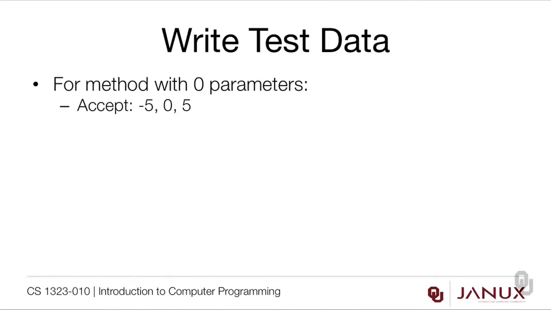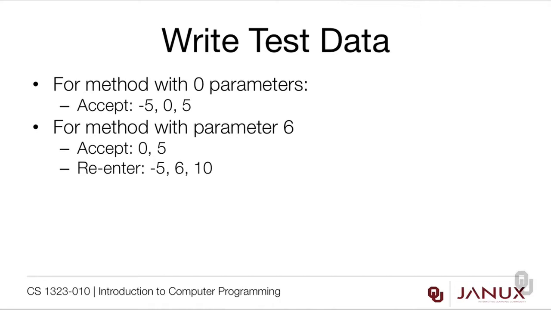Okay, so now that we've got our design, let's think about what our test data should look like. Because we're going to rewrite our method with 0 parameters, although I guess I haven't told you that yet, we would accept -5, 0, and 5. For our method with a parameter of 6, we would accept 0 and 5, so notice I'm checking the boundaries again, and re-enter -5, 6, and 10.